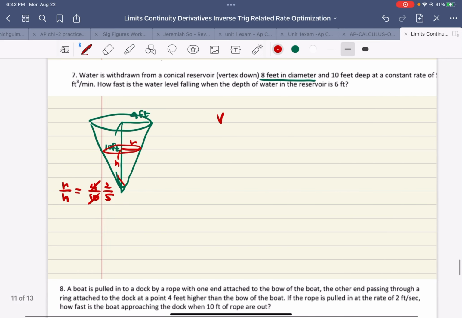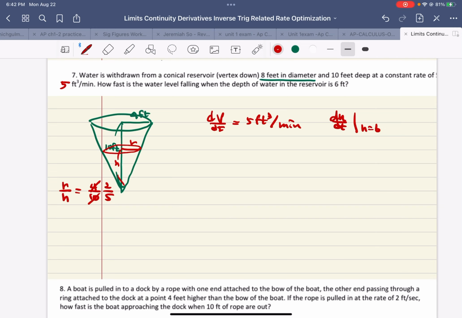Now, let's see what they gave you. So this is a constant rate, 5 cubic feet. So dV/dt is 5 cubic feet per minute. Now, the question is how fast the water level is falling. So what is dH/dt when H is 6?